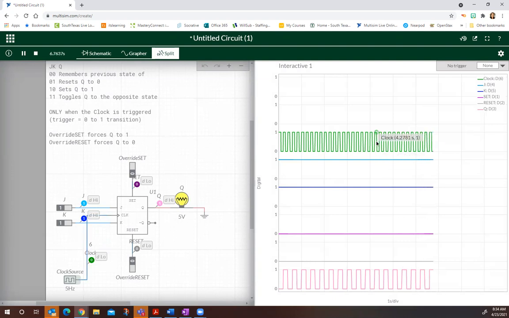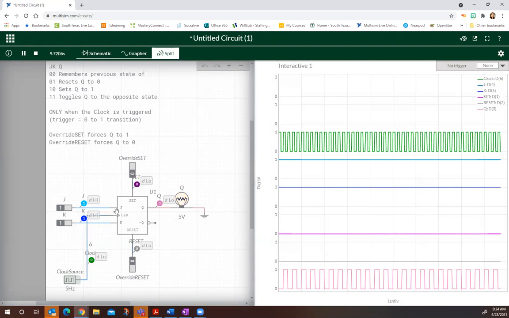So you can see here that it is always just toggling at half the frequency. Now here, let's talk about the overrides. That's the last part. If I activate the override, set forces Q immediately. It doesn't wait for the clock or anything like that. Immediately, whenever the override set is activated, it's going to force the output Q to be on and stay on no matter what the input of the JK and clock is doing.